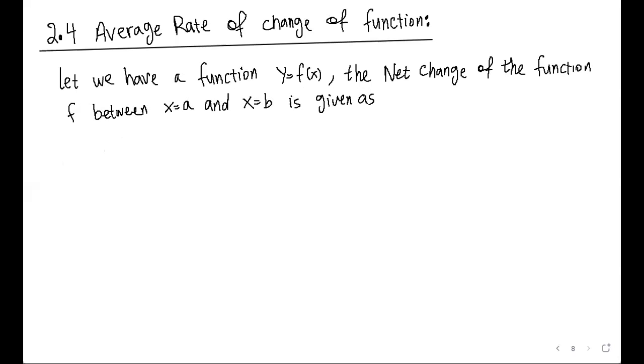same like before. We used this in the first section of this chapter. So the net change is given by the formula f of b minus f of a. This is the net change formula. So this is the first formula we have to know. Net change formula.